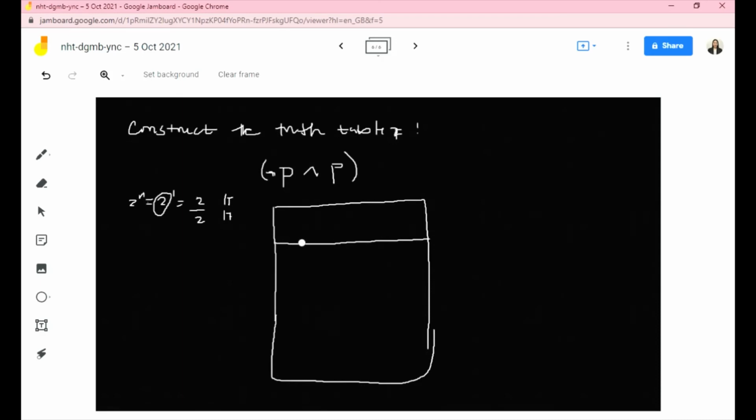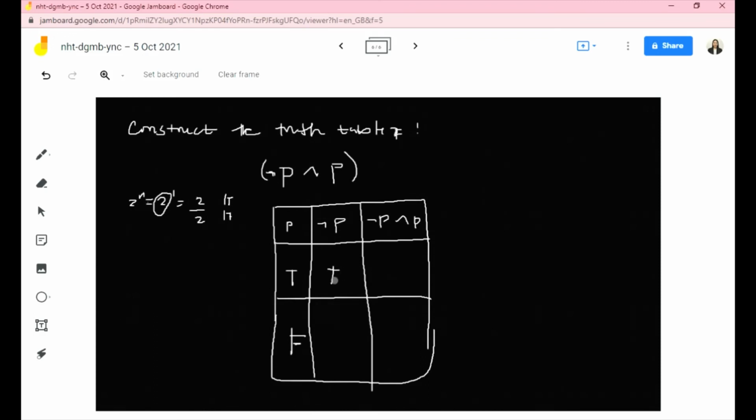So let's draw the truth table. We have P, we have not P, and we have our final statement, not P and P. Now we only have 2 rows in here, 1 T, 1 F. So if my P is T, my not P will be F. If my P is F, my not P will be T.